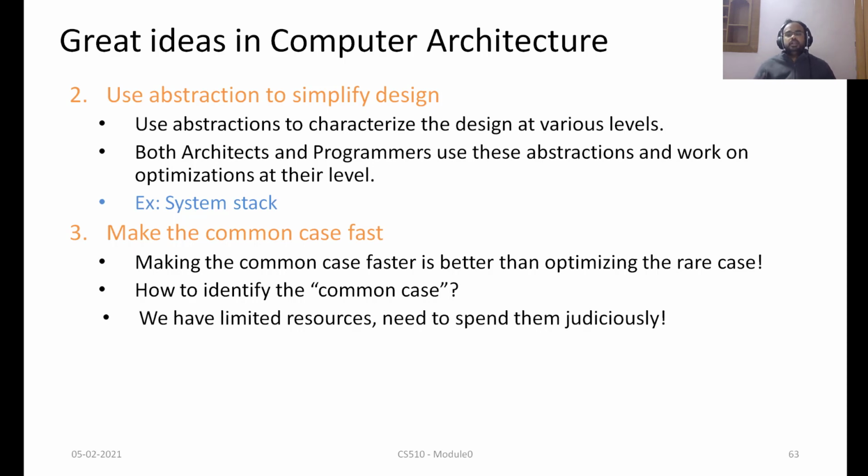Why we would need to make the common case fast is basically that the number of transistors, even though it is increasing, is still limited. We don't have an unlimited number of transistors at our disposal. So to make best use of whatever we have, we'll try to focus on something that happens very frequently.